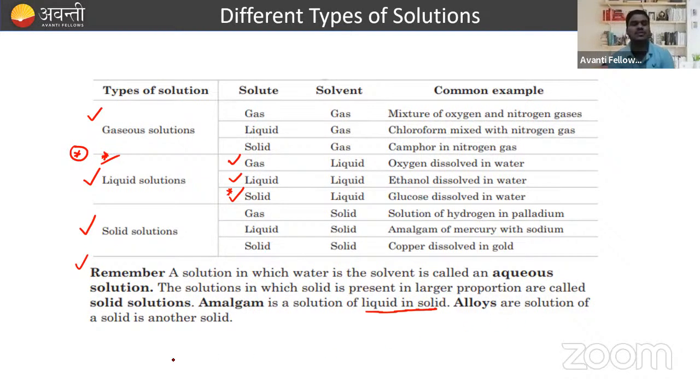Similarly, alloys are the solution of a solid in another solid. When a solid dissolves in a solid, they form alloys. So these are the important conclusions of this table, right? These are the different types of solution. I hope it is clear?